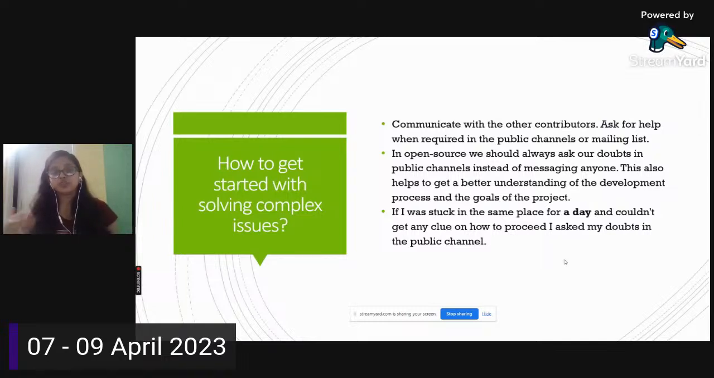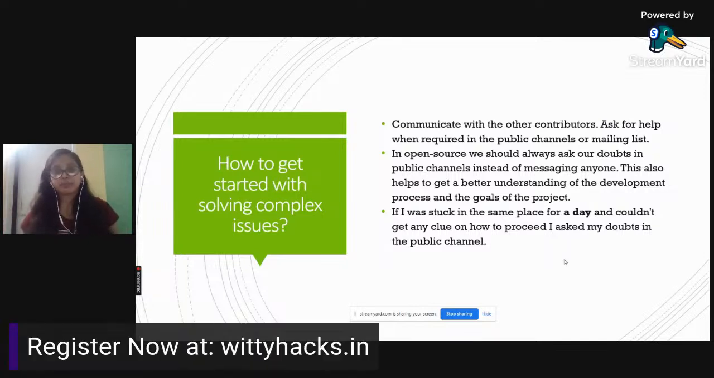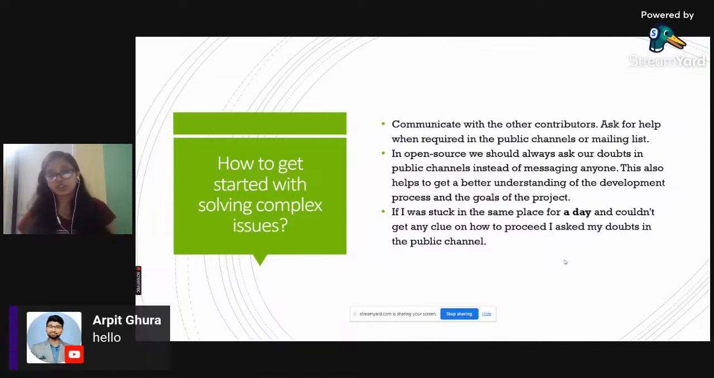And this is something that my pod leader at MLH said to me, because at MLH was the first time that I was working on such a big project, and that too in a completely new domain. I started working on a blockchain project and I had no idea about blockchain. So this is something that our pod leader said, that if you are stuck at the same place for a day and couldn't get any clue on how to proceed, it is the correct time to ask your doubts. Even if you are stuck at the same place for a day and you are not getting an idea on how to move ahead, you ask the doubts in the public channel.